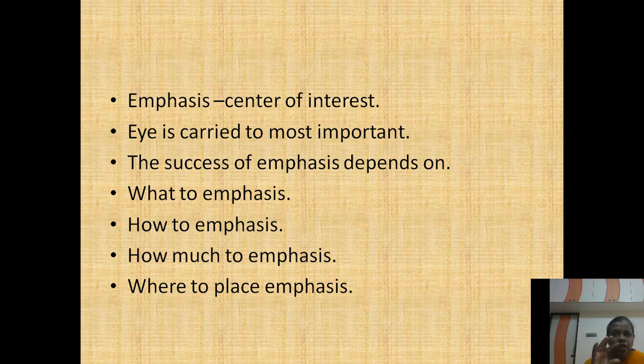So when you place any object in the center, the eye is carried to the object, and from there it deviates to the less interesting parts. That is called emphasis. Now we are going to see how we can achieve emphasis. The first is what to emphasize, then how to emphasize, how much to emphasize, and where to place the emphasis. These are very important points that we have to study.